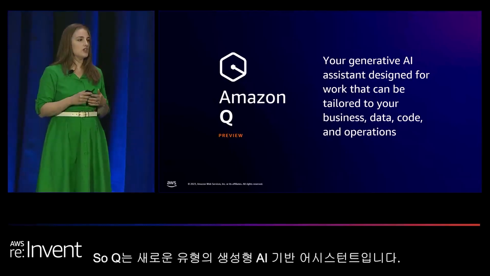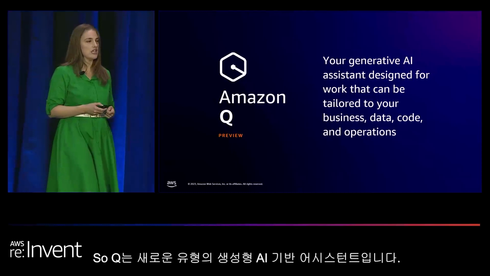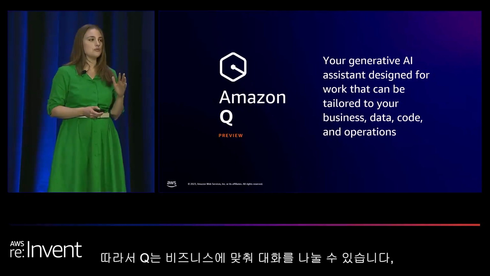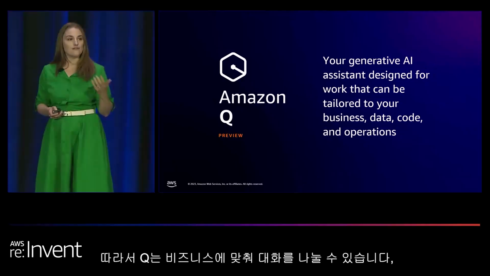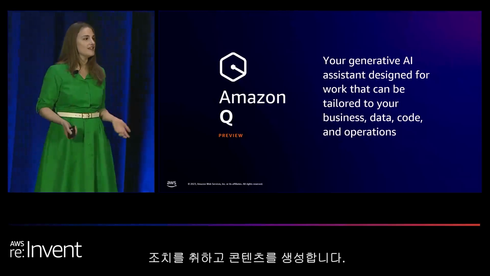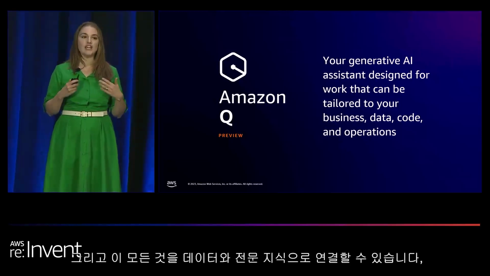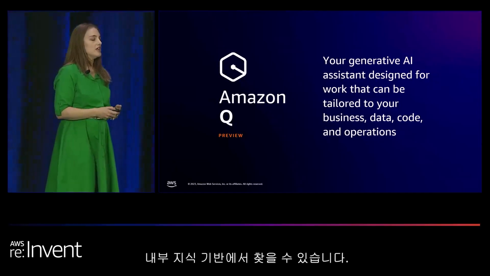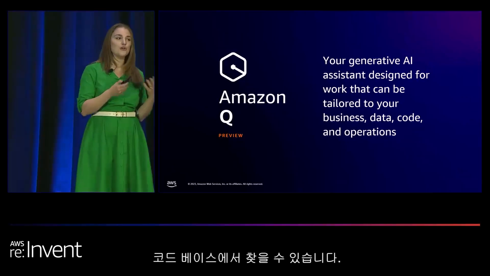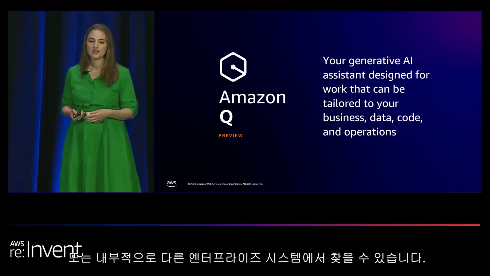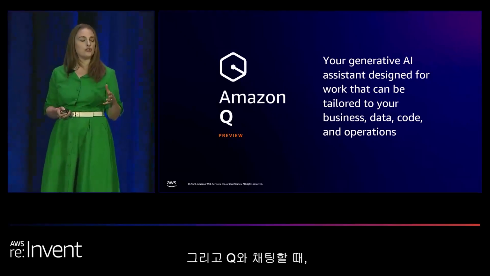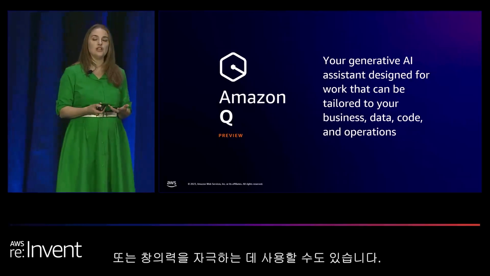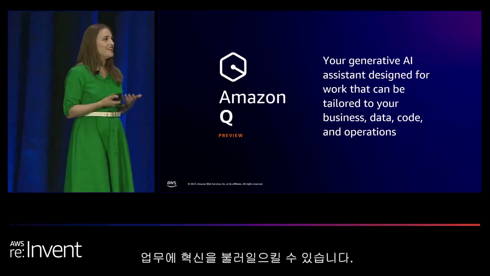So Q is a new type of generative AI-powered assistant designed specifically for work. So Q can be tailored to your business to have conversations, take actions, generate content, and all of that can be connected to your data and your expertise, which might be found in your internal knowledge bases, it might be found in your code bases or your other enterprise systems internally. And when you're chatting with Q, you can use it to streamline some of the tasks you do in your everyday work, or you can even use it to spark creativity and innovation in your work.